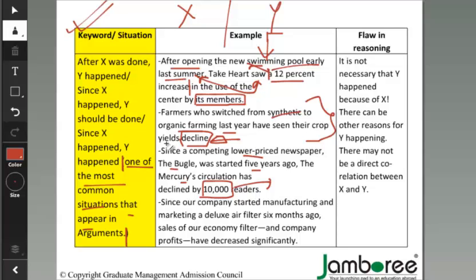Maybe the Mercury is like Economic Times, and Bugle is more like the Times of India. So in that case, there is no competition anyway, because both of them have different audiences. So there is nothing to say that the decline of Mercury circulation is only and only because of the Bugle, right? So you have to think of this. Okay, what else can I ask? How else can I weaken this, right?